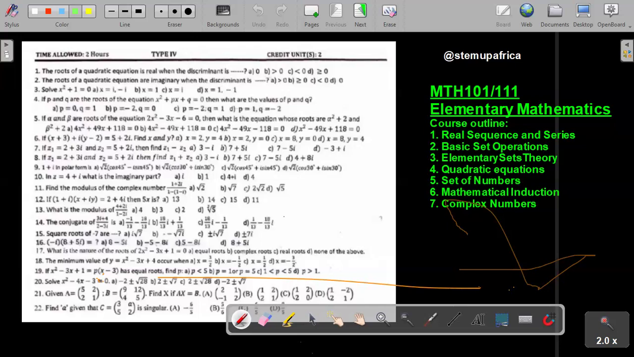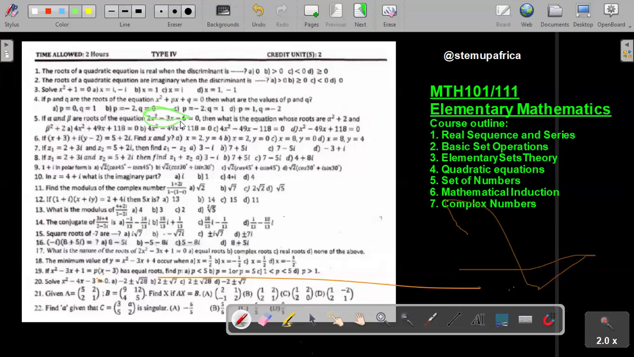The question says, if alpha and beta are the roots of this equation, then find the equation whose roots are alpha squared plus 2 and beta squared plus 2. So let's first of all write the equation and determine the value of alpha plus beta, which is the sum of roots, and alpha beta, which is the product of roots.